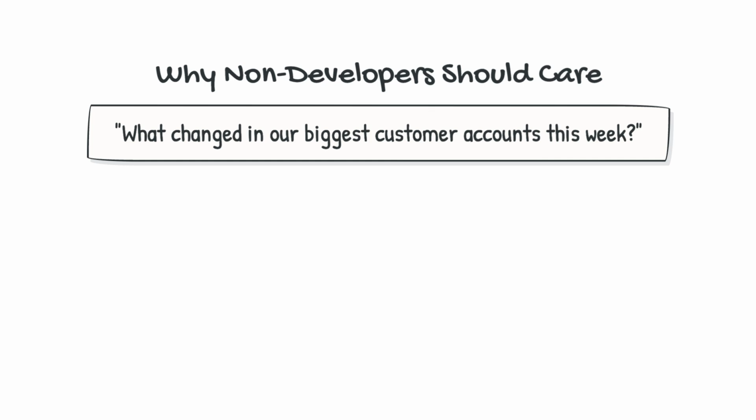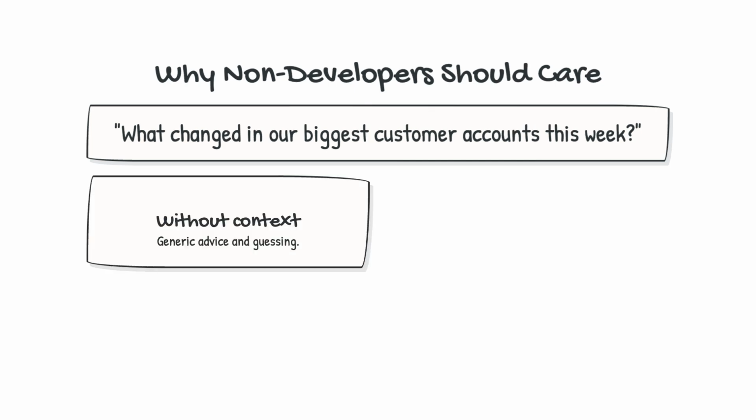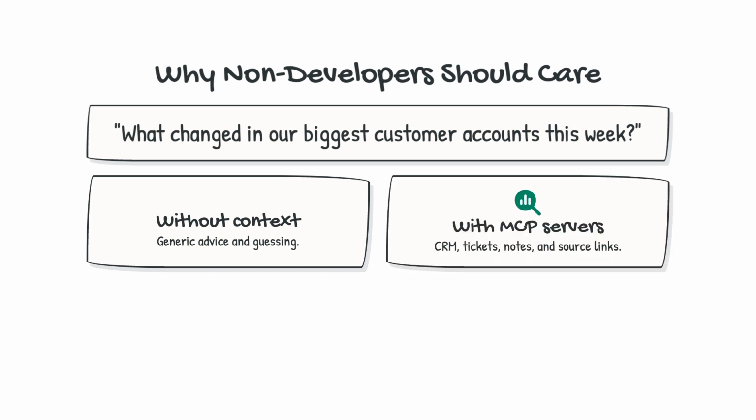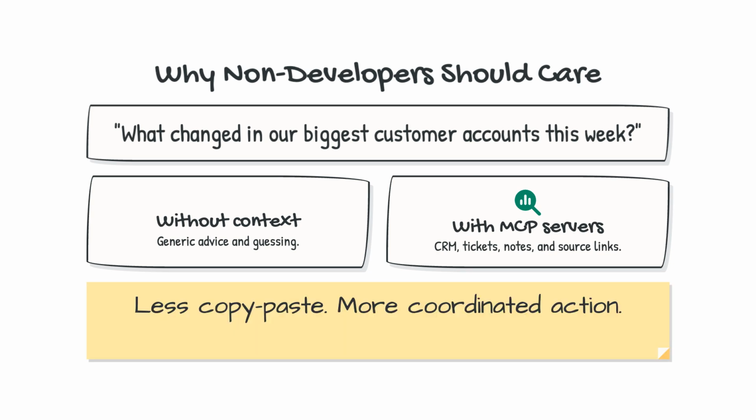Why should a non-developer care? Because this is the shift from an AI assistant that gives advice to one that can participate in work. Ask, what changed in our biggest customer accounts this week? Without connected context, the AI guesses. With the right MCP servers, it can read the CRM, compare tickets, check meeting notes, and return a source summary. Less copy and paste, less guessing, more coordinated action through the right adapter.